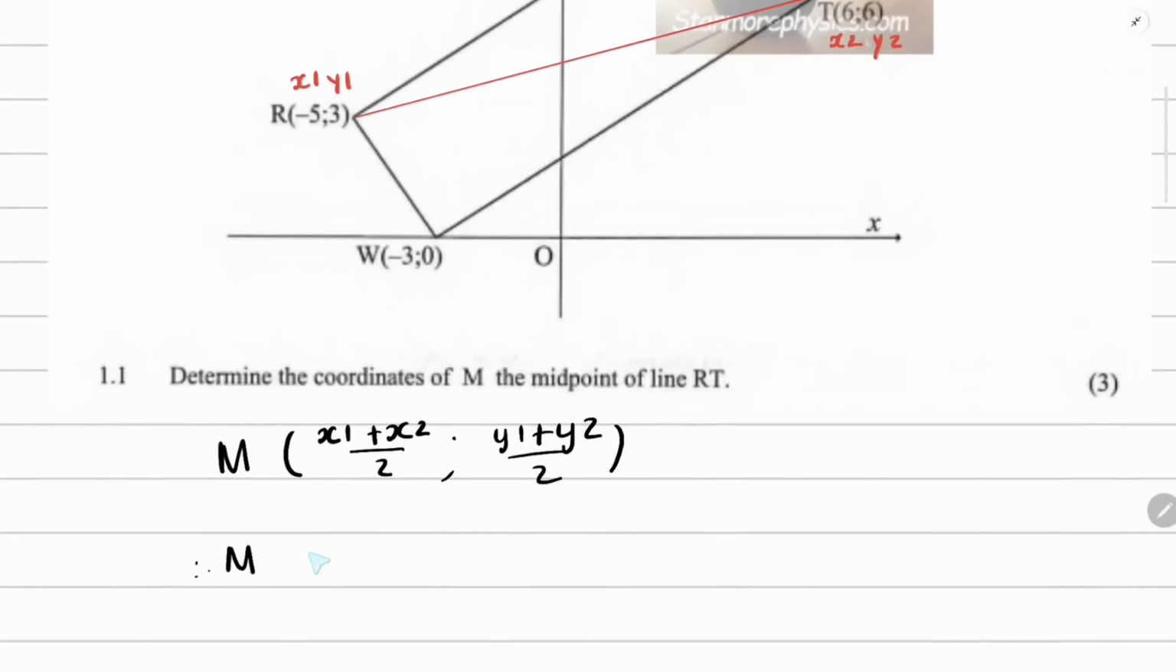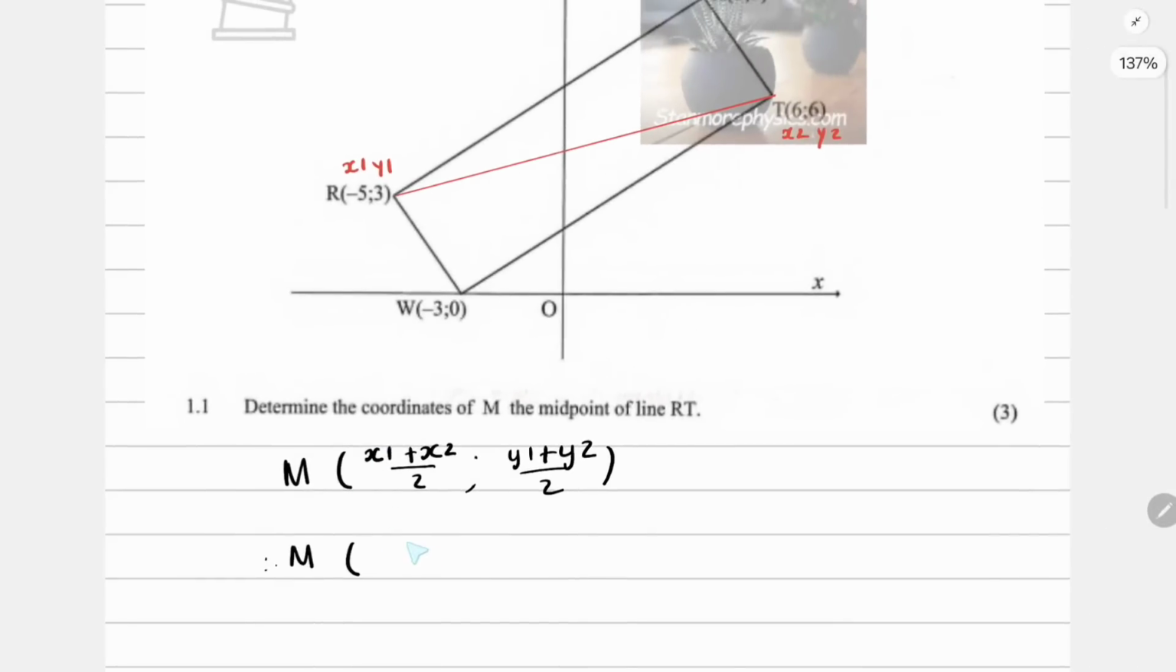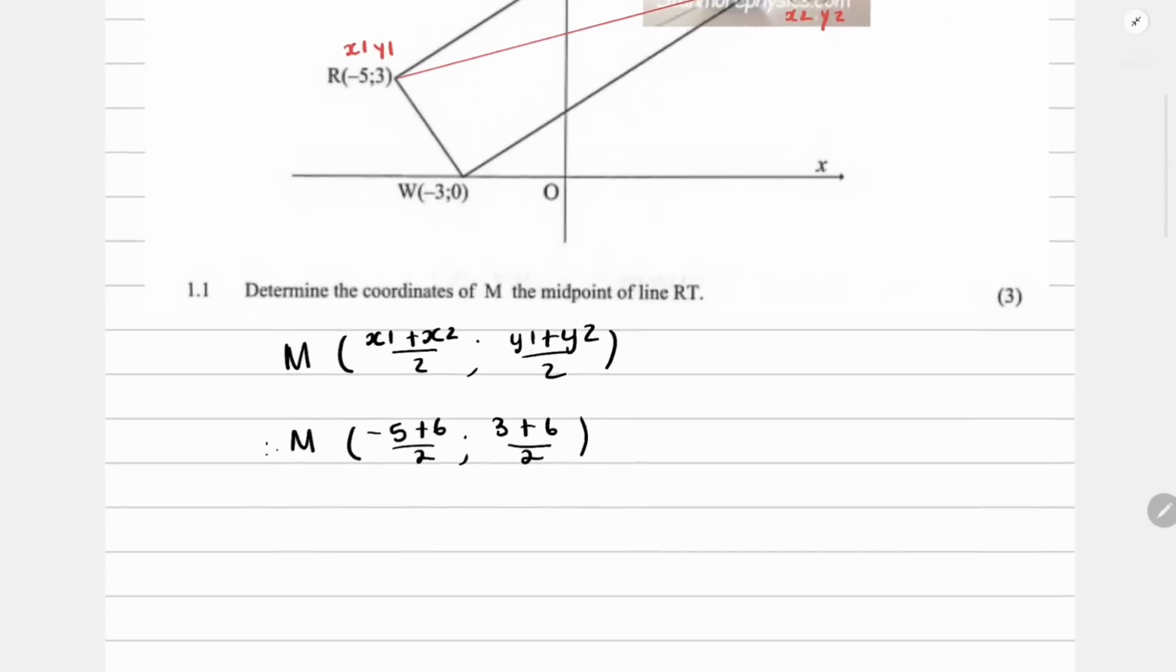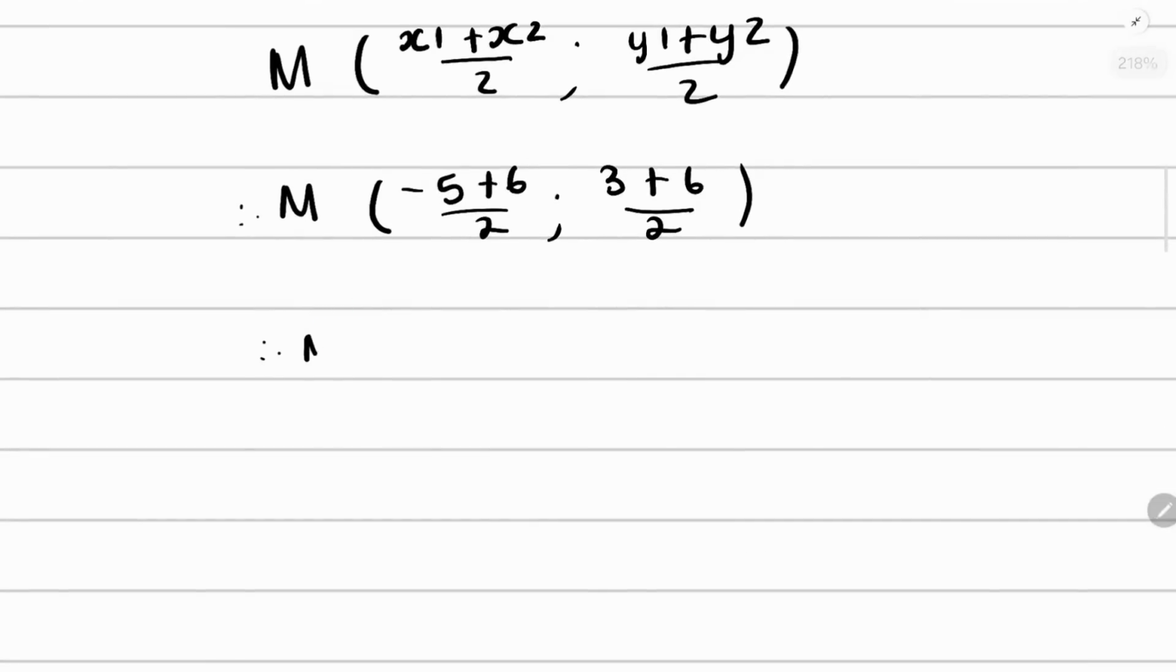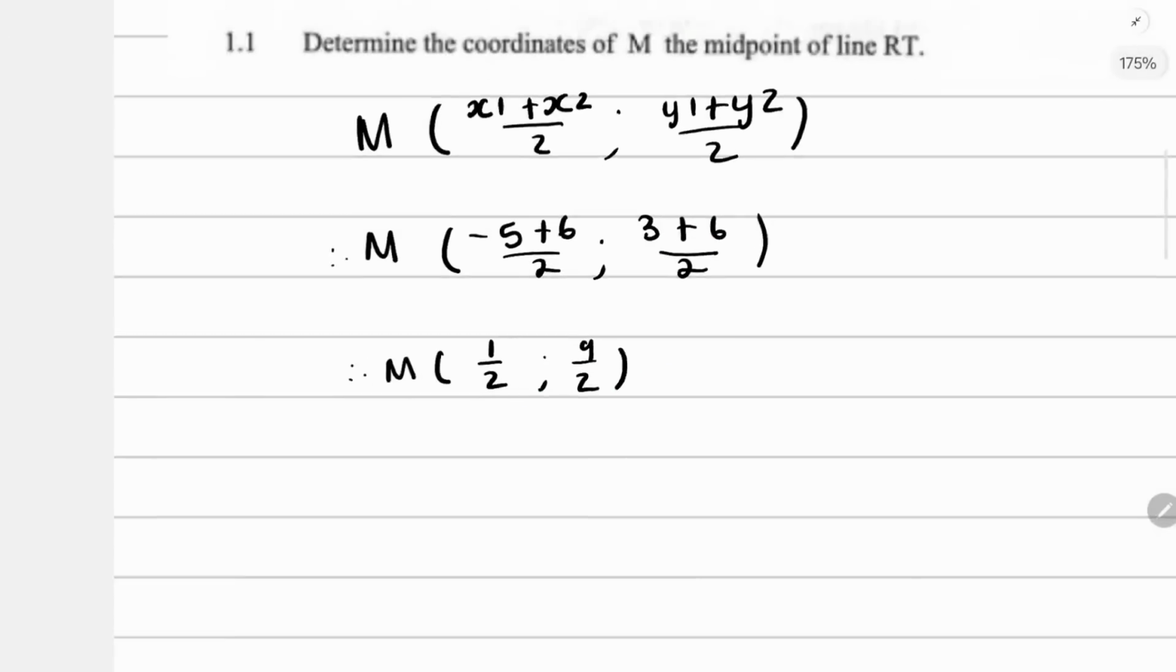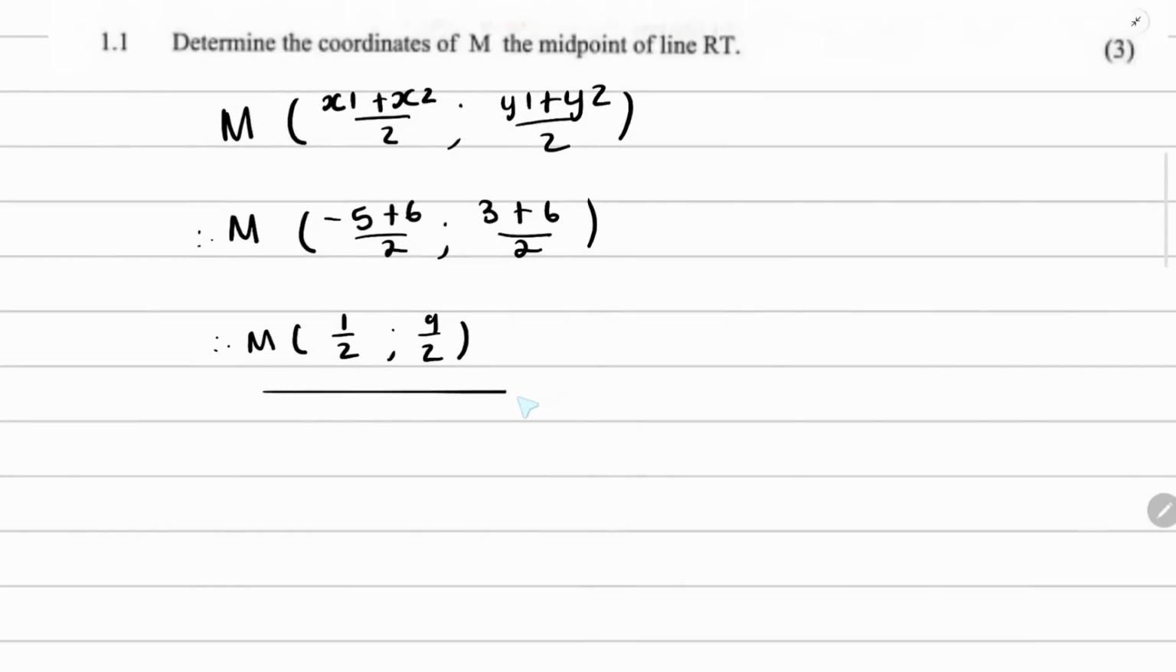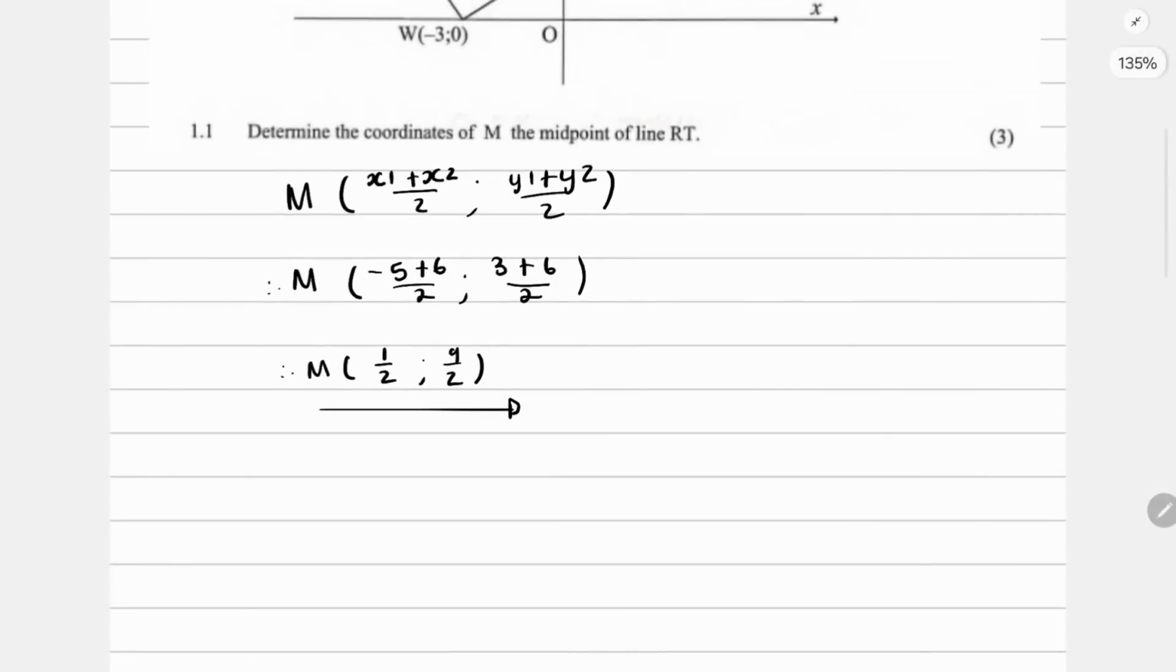So M is going to be found by saying -5 plus 6 over 2 and 3 plus 6 again over 2, since that is 6 and 6. Okay, let's just go ahead and simplify this. Therefore, this means that M is, if you say -5 plus 6, is the same thing as saying +6 minus 5, which is 1. Okay, so that's 1 over 2, and then that gives us 9 over 2. So that is our answer. M is 1 over 2 and 9 over 2. Moving on to the next question.